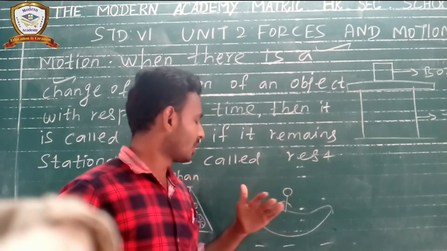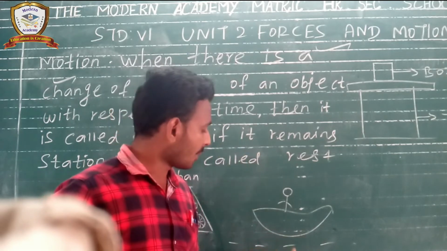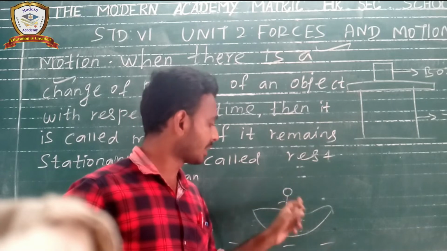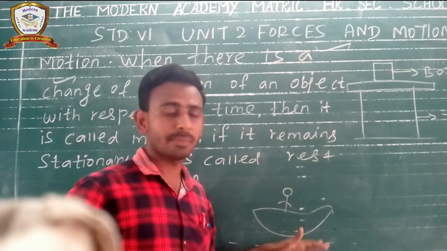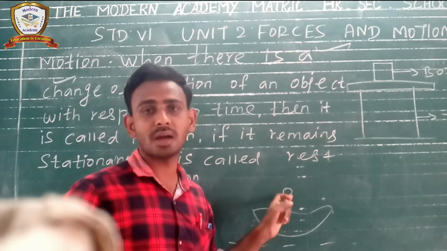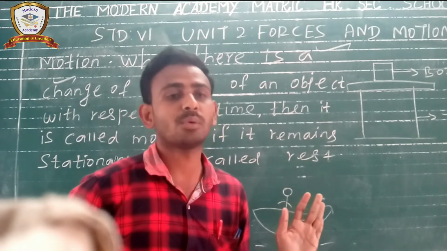Okay, so while we are discussing the concept of motion and rest, compared with the river, the man is moving. Based on this object, the man is moving, but based on the boat, the man is not moving. The man is in rest condition only. Okay, let's see one more example.